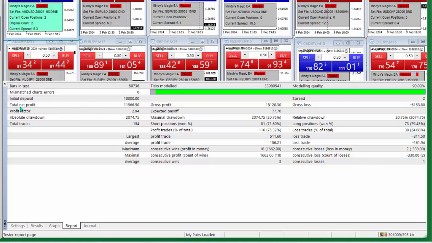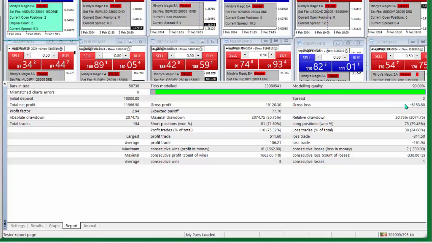The total net profit was $11,966. Okay. The gross profit was $18,120. Okay, but you're probably saying, well, why is the gross profit more than the net profit? Because the gross profit is including all of the trades, and then we have gross loss of $6,153.